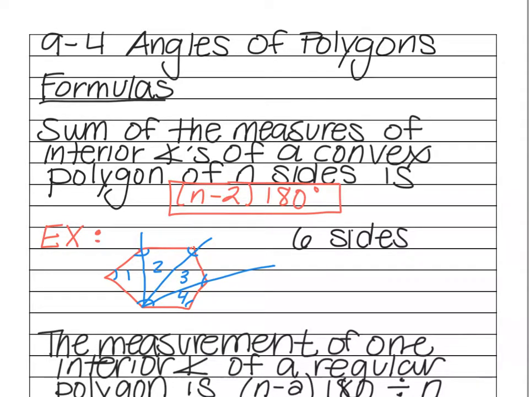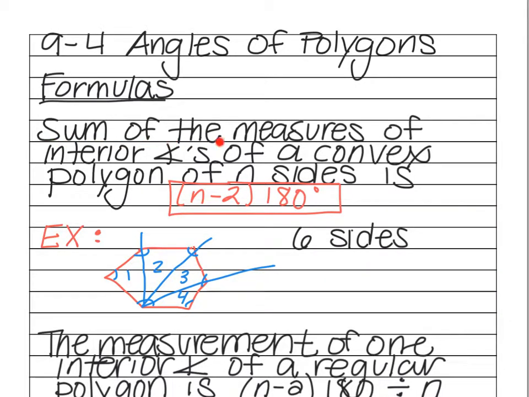Today we're doing 9-4, angles of polygons, and we're going to be talking about how to find the measurements of the interior angles of a polygon. And it has to be a convex polygon, which means that all of the diagonals are inside and not on the outside, which would be a concave polygon.